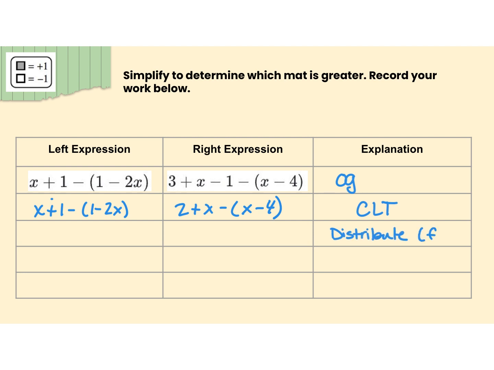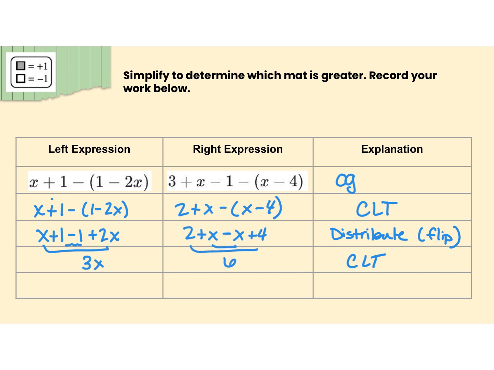We used to call that flipping. So x plus 1 stays, the 1 becomes -1, and the -2x becomes a positive. I have 2 plus x, the x becomes negative, and then the 4 is going to become positive. I'm going to combine like terms again to try to simplify. You can see that the 1's are going to go away, and the x's here are going to combine to be 3x. Again, these are going to go away, and these two are going to combine to get 6. So again, we are at this point where we have 3x, and we're wondering which side is greater, and 6. So that's where we're headed next.